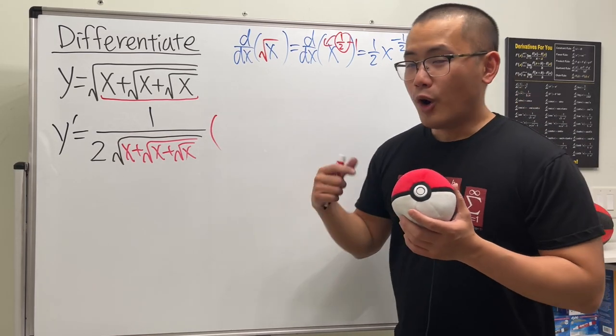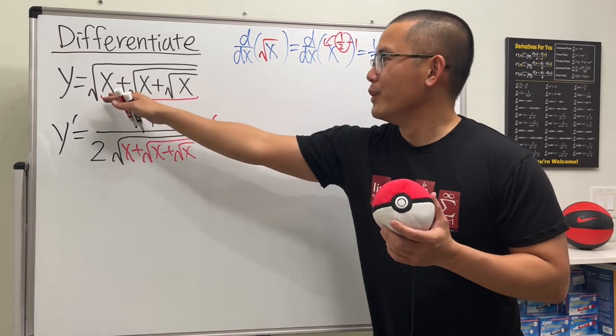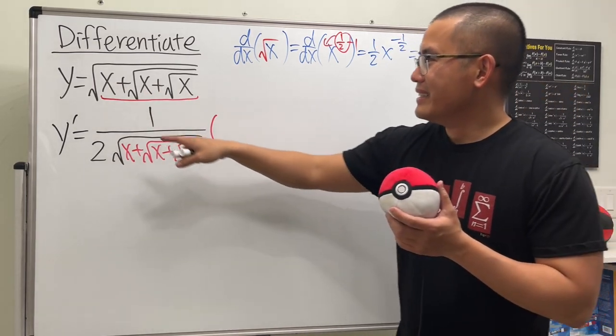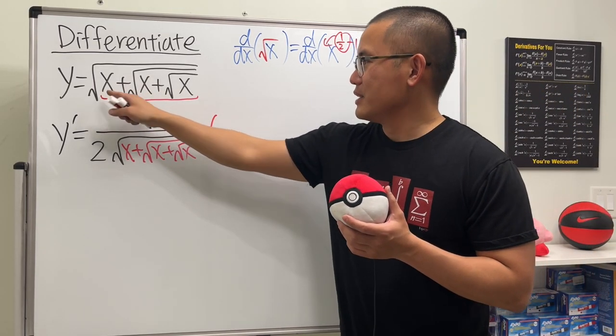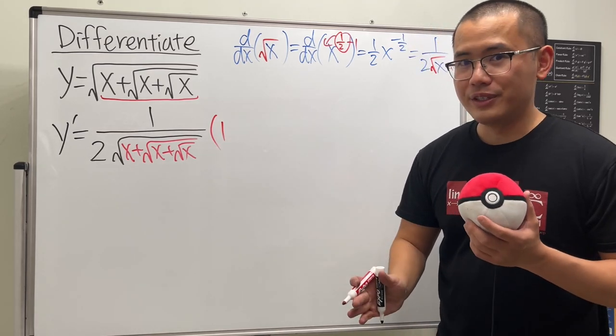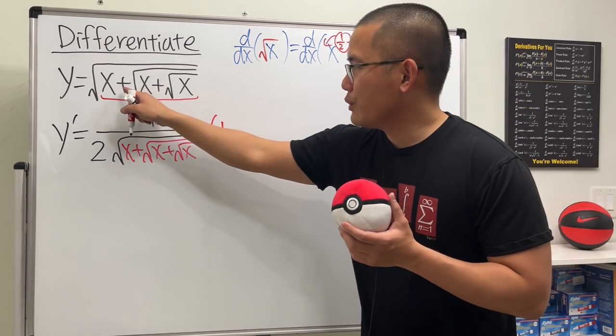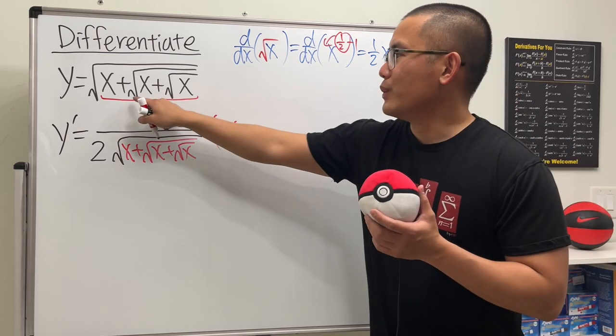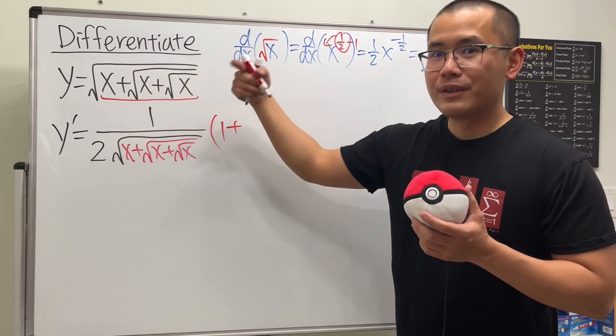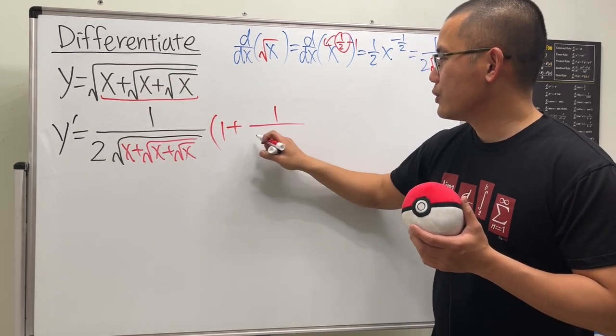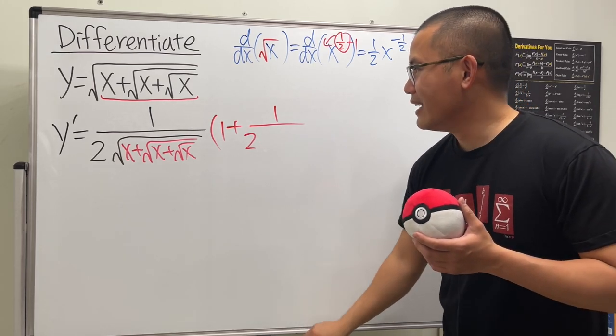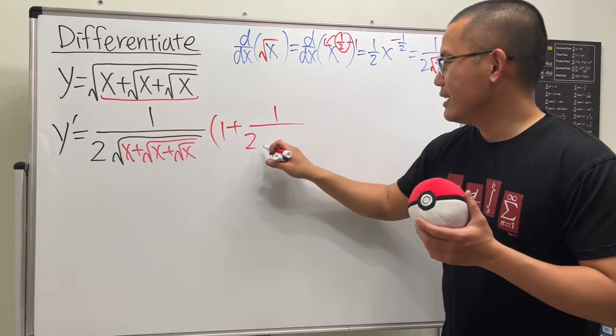So open the parentheses, because we have three things. Check this out. Differentiating x, we get 1. That's good. Then we are going to add. Okay, we see the square root again, so that will be 1 over 2, and we have the square root, right?